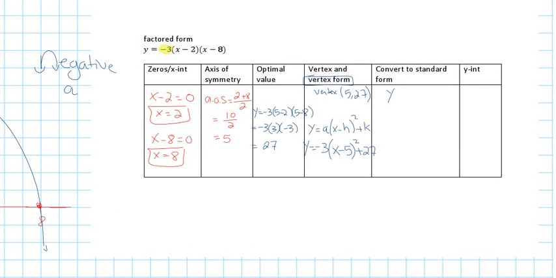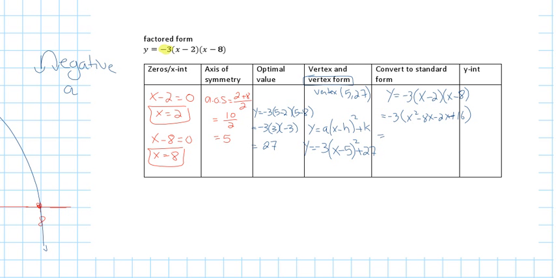So what do I have to do to convert to standard form? What's the process? Expand, which is foiling, right? So I'm going to foil x times x, x times -8, -2 times x, -2 times -8, plus 16. And now I'm going to distribute the negative 3 in.